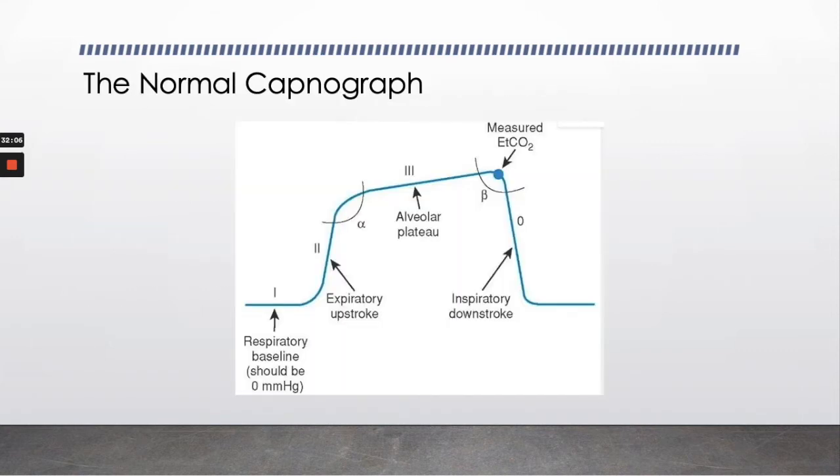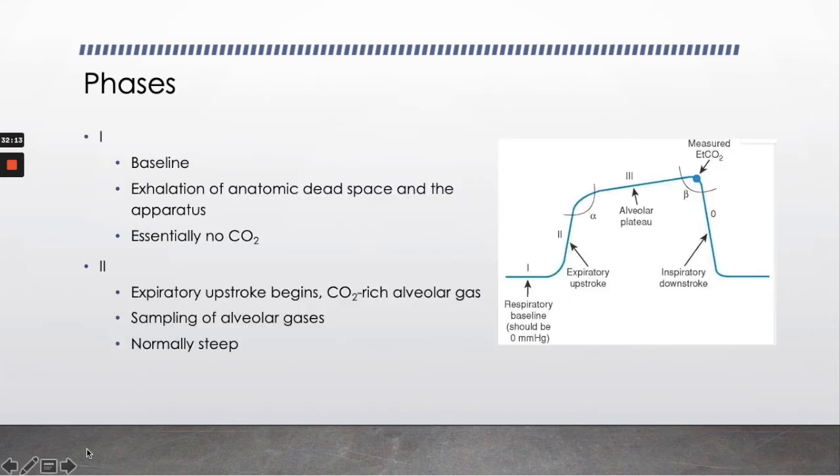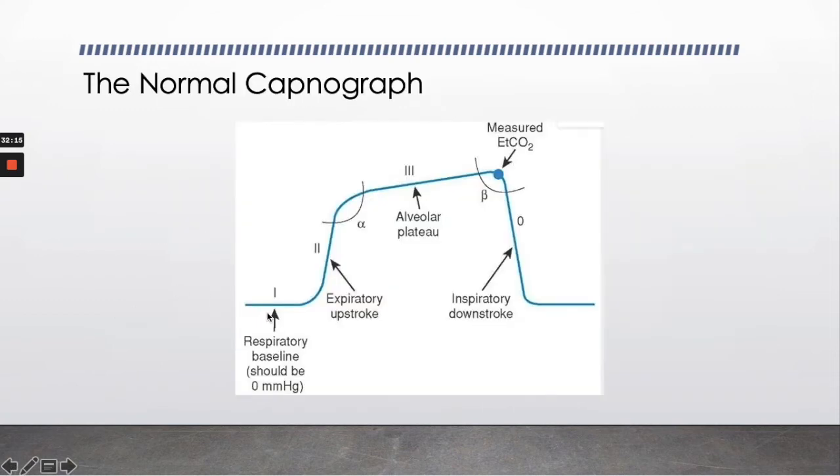So this is a picture of the normal capnograph. Go back a second. So phase 1, phase 2, your alpha angle, phase 3, beta angle, phase 0, and we're going back down to baseline. And there's a phase 4 that usually can occur right here where the alpha angle is, or right as phase 3 is ending and phase 4 is beginning. And we'll talk about that and when that actually occurs.